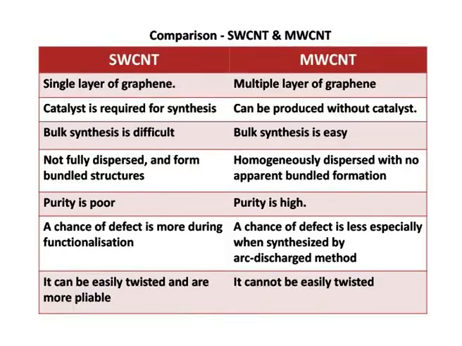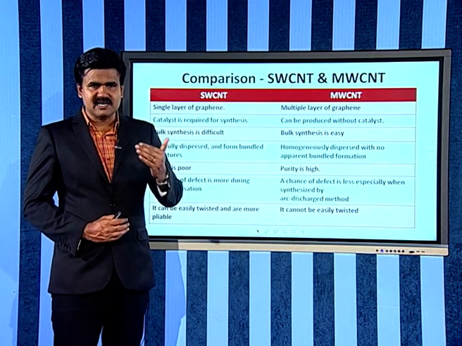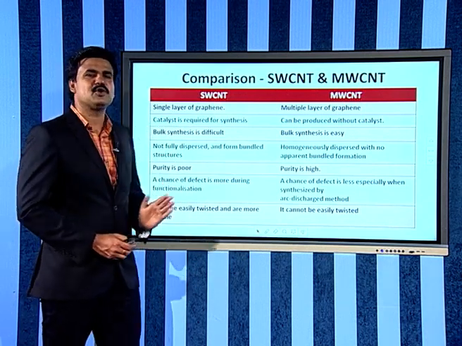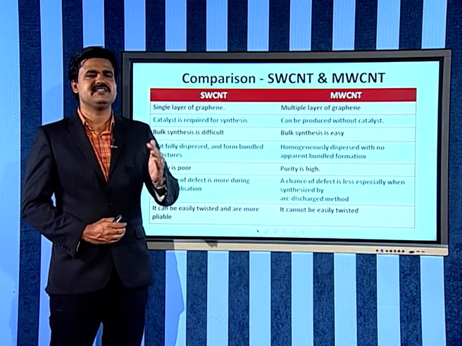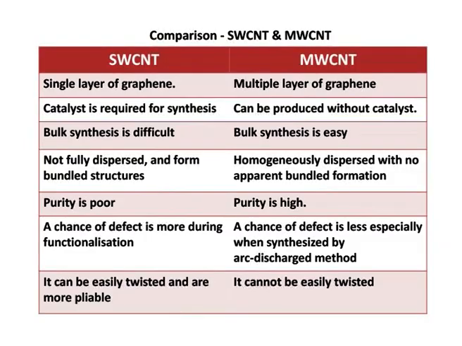SWCNT is not fully dispersed and forms bundle structures. However, MWCNT forms a homogeneous solution. In the case of single-walled carbon nanotube, the purity is not up to the mark. However, in the case of multi-walled carbon nanotube, purity is high. A chance of defect formation is there in SWCNT during its functionalization. However, in the case of multi-walled carbon nanotube, there is minimum chance for defect formation.